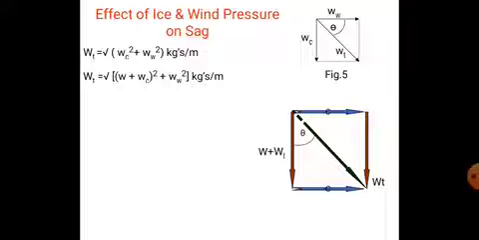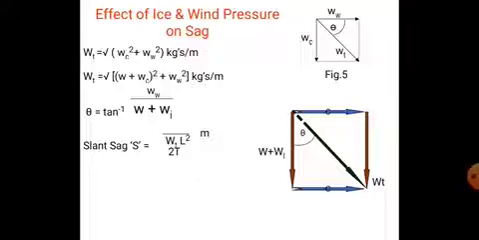Wc is nothing but weight of the conductor plus weight of the ice. Ww is the weight of the wind. That is theta is equal to tan inverse of Ww by W plus Wi. And the slant sag is S equal to Wt L square by 2T or Wt L square by 8T. The vertical sag is S into cos theta. Vertical means cos theta, horizontal means sin theta.